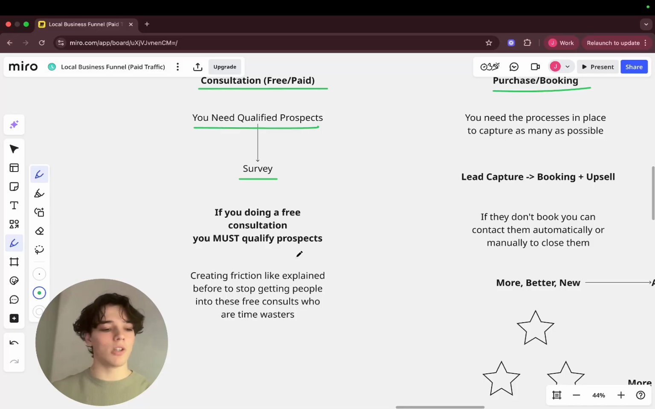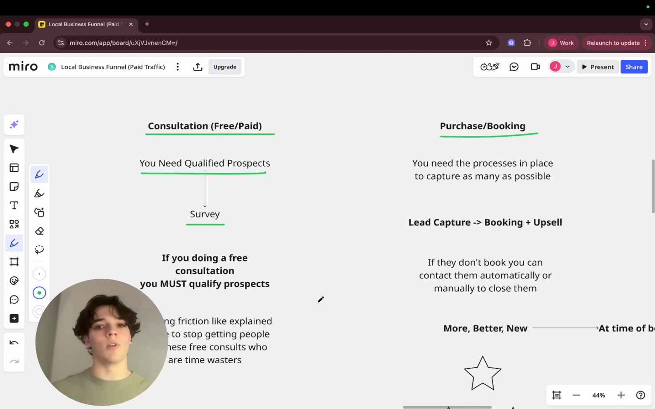So if you do a free survey, you must qualify prospects. You must, because if you are not, and you're getting all this traffic from your Facebook ads, and some of them aren't qualified because they don't have enough money to buy your core offer, and you're still talking to these people who don't buy, you will waste a lot of time. And creating friction, like explained before, is just to stop people getting into these free consults who are time wasters. You don't want to waste your time. You want to make as much money as possible.